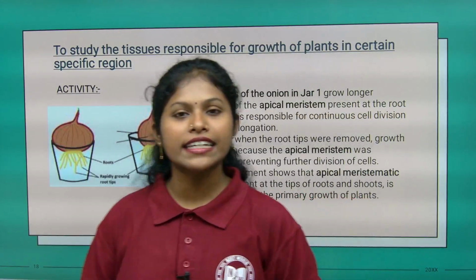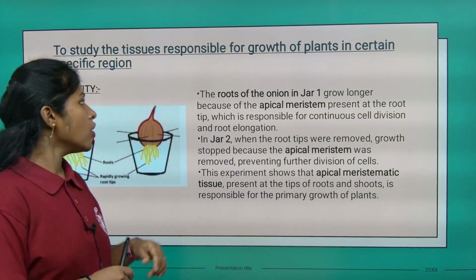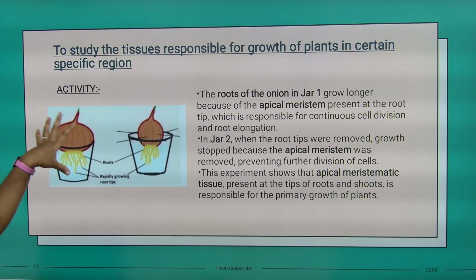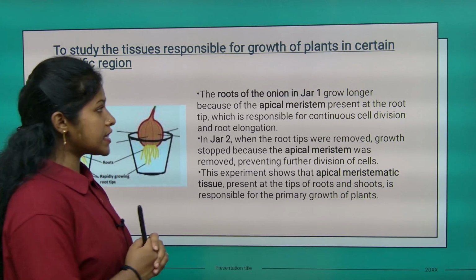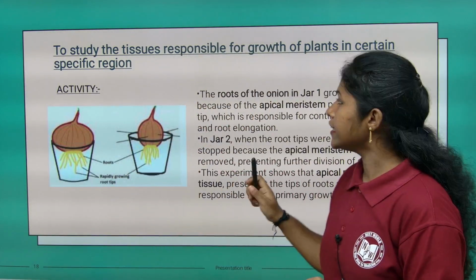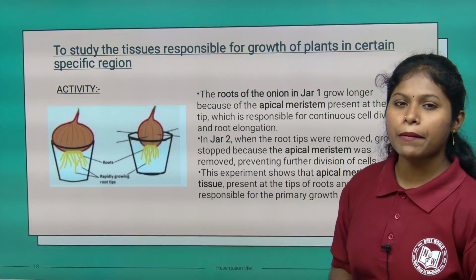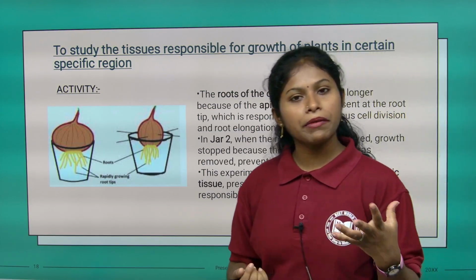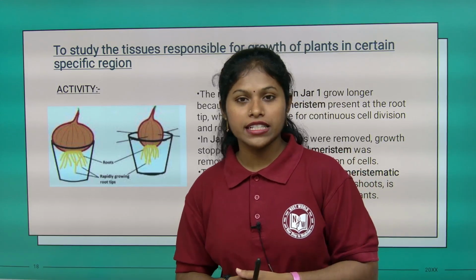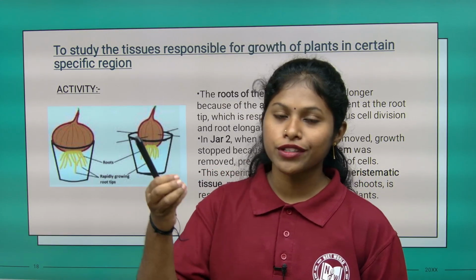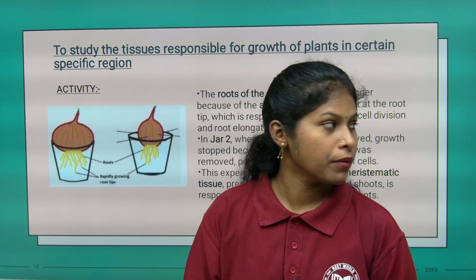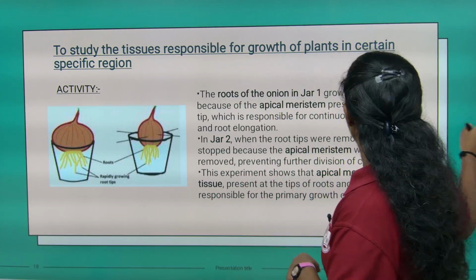Now let's discuss the experiment on the meristematic tissue. Here we are studying the tissues responsible for growth of the plants in certain specific regions. We are saying the primary growth starts from the meristematic tissue. They are actively dividing cells. It is present in the root tips and also the shoot tips. It is the apical meristem, right? So here we go, the experiment, children.